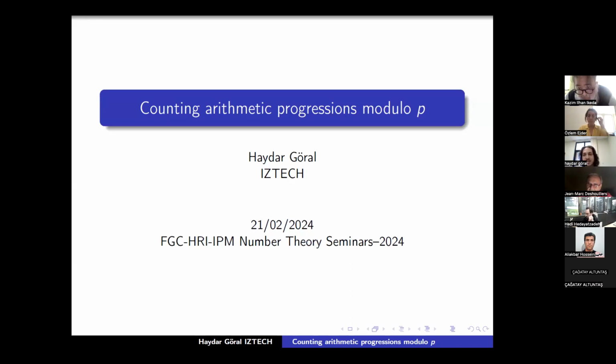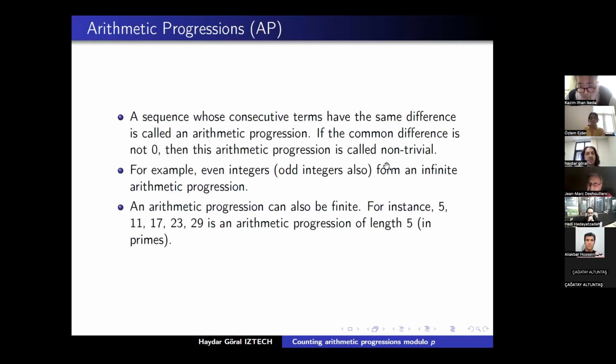Yes, this is my second time. Last time I think I talked on Lehmer's problem. So this time it will be more into number theory, counting arithmetic progressions modulo P, or finite field with P many elements. So what is an arithmetic progression?